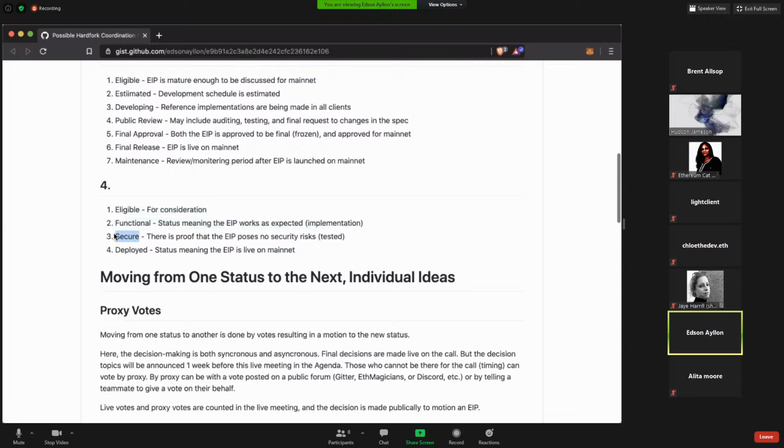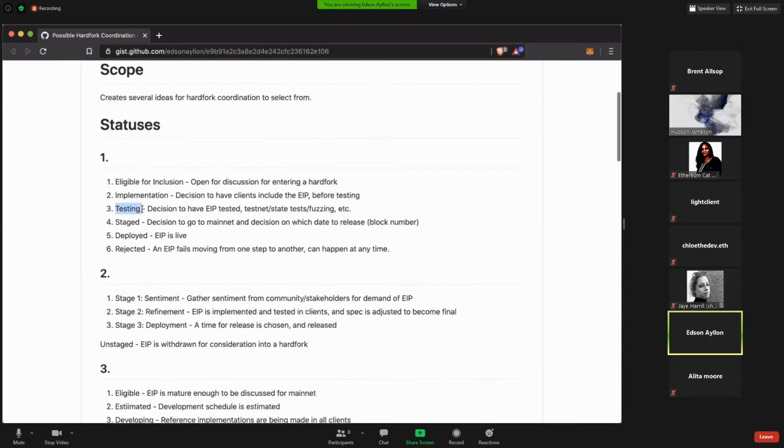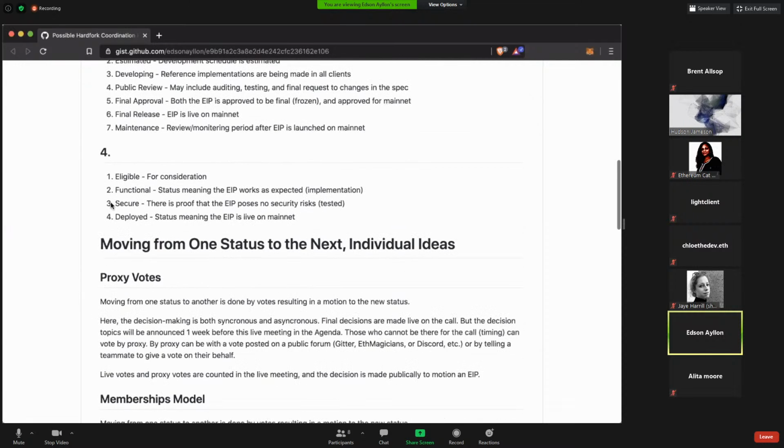So after testing is done, then you add that it is secure, versus here you're in testing when you start testing, you're secure after you're done testing. You're functional after you're done implementing. Any questions about that?